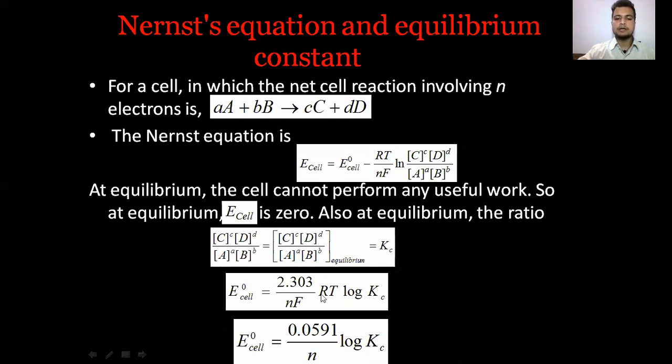And what we know is if the temperature is 298 Kelvin, then instead of writing R, T, and F, we can put in the values, and what we get is E naught cell equal to 0.0591 by n log of Kc. So the above expression is the expression at other temperatures, and the last expression is for a temperature of 298 Kelvin. Depending upon the problem, we use the equation which we want. Okay, so that is the relationship between the Nernst equation and the equilibrium constant.